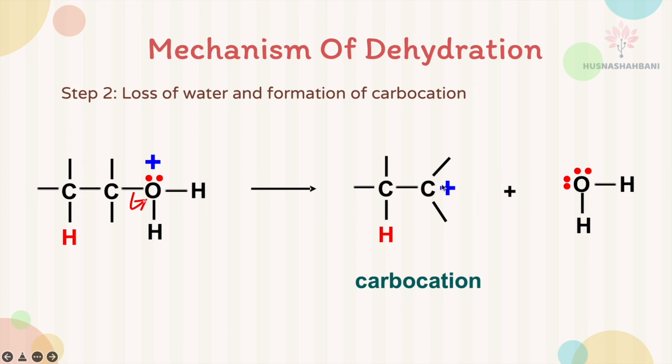Here it is a carbocation because this carbon loses 1 of its own electrons that was shared with oxygen, making this carbon positive. We call this a carbocation, and the product molecule is water. This is the second step.